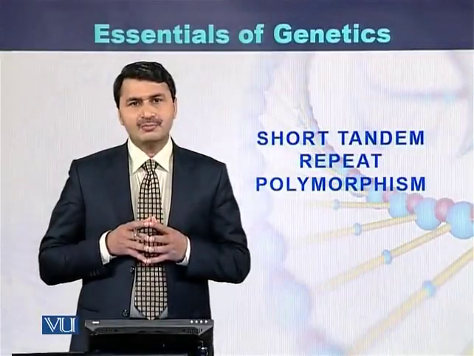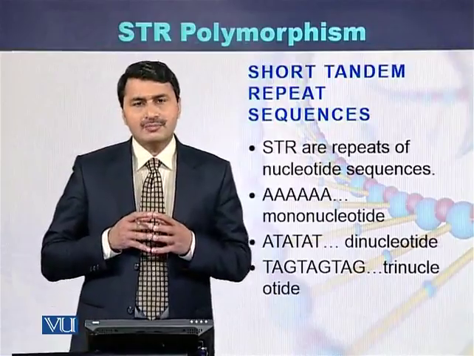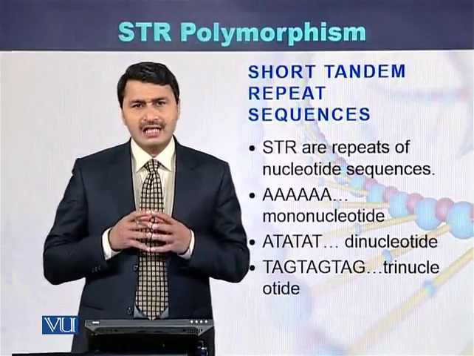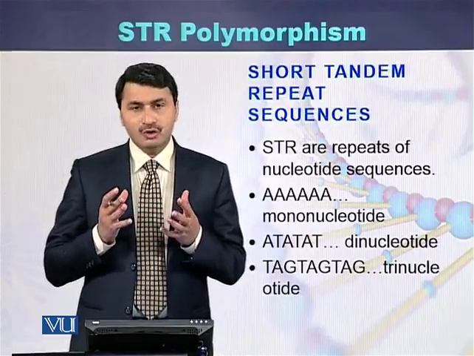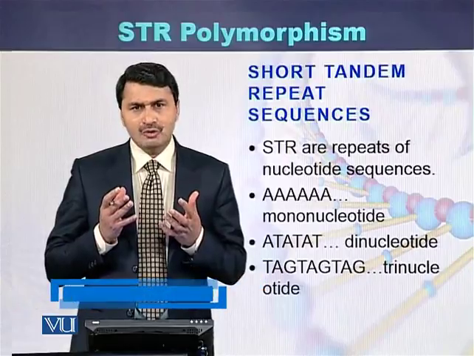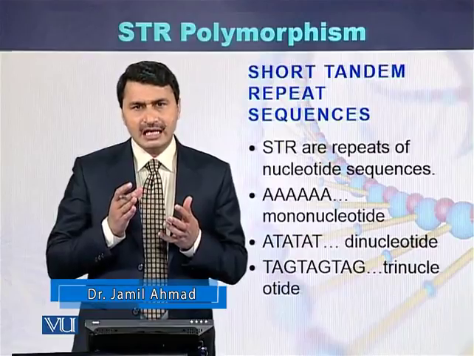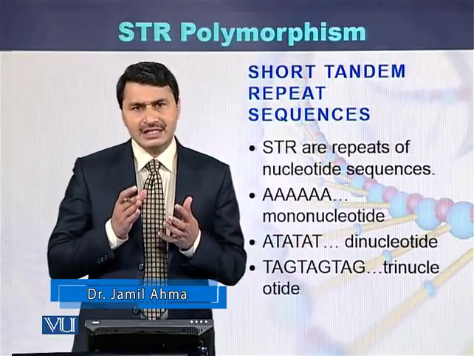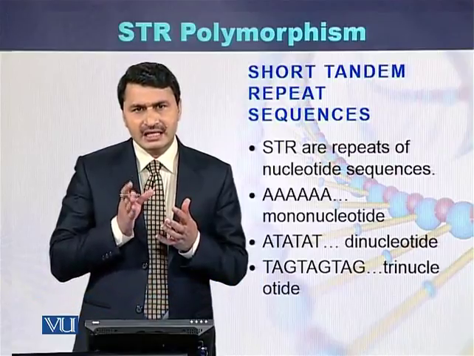Short tandem repeat polymorphism. Short tandem repeats are also called simple repeats. They can be in the form of mononucleotides, or dinucleotides. A mononucleotide is just the repetition of a single nucleotide. Like if we take the example of adenine, adenine will be repeating each time, A.